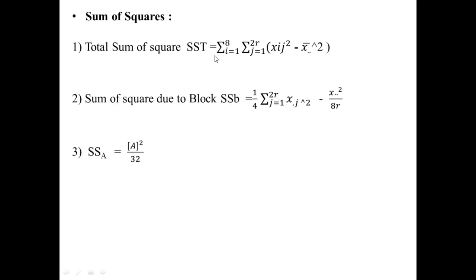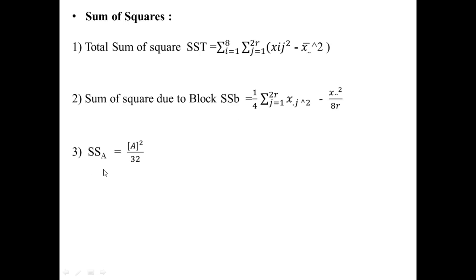So total sum of squares is found with the formula SST equals summation i running from 1 to 8, summation j running from 1 to 2r, x_ij square minus correction factor, that is x.. square divided by total number of observations, that is 8r. Then sum of squares due to block is 1 by 4 summation j running from 1 to 2r, x.j square minus correction factor x.. square upon 8r. And this x.j is nothing but jth block total.